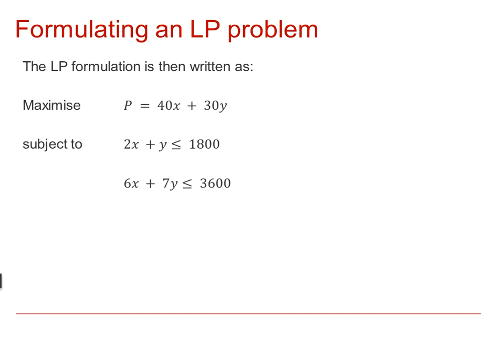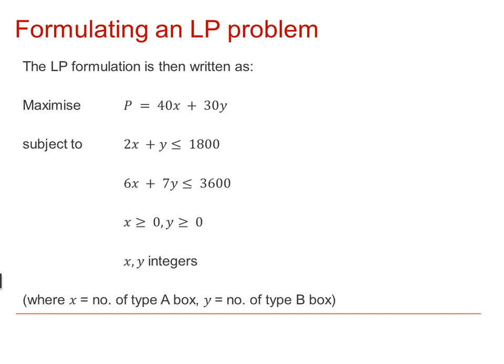We also need to mention the fact that x and y are both greater than or equal to 0. We can't have a negative number of boxes being made. And because we're making things, it's also a case that x and y must be integers. So that's our problem turned from words into algebraic statements, and we should just finish off by saying where x is the number of type A and y is the number of type B boxes.